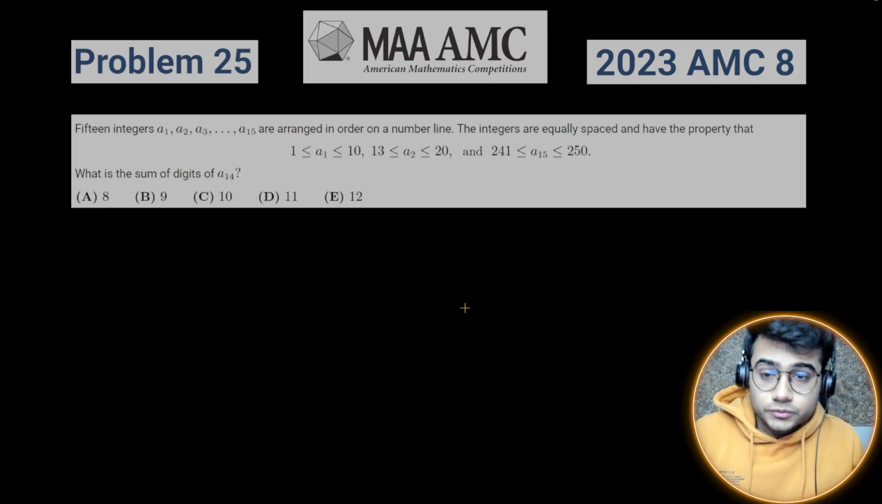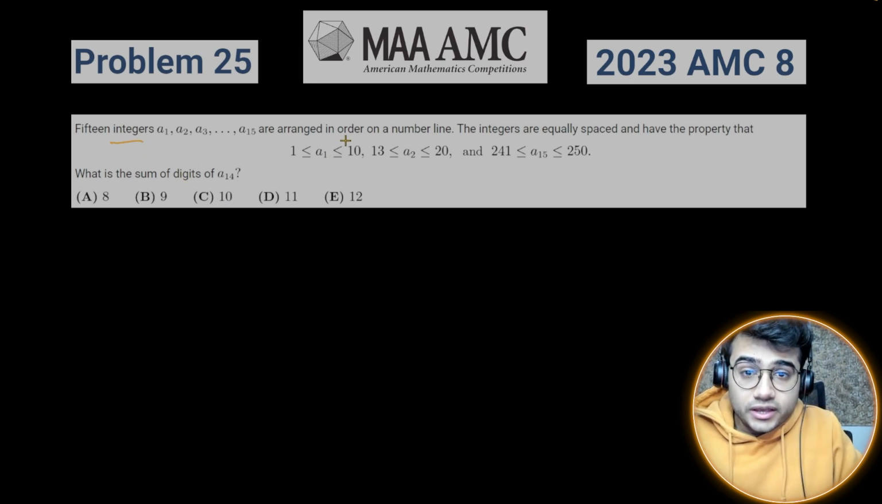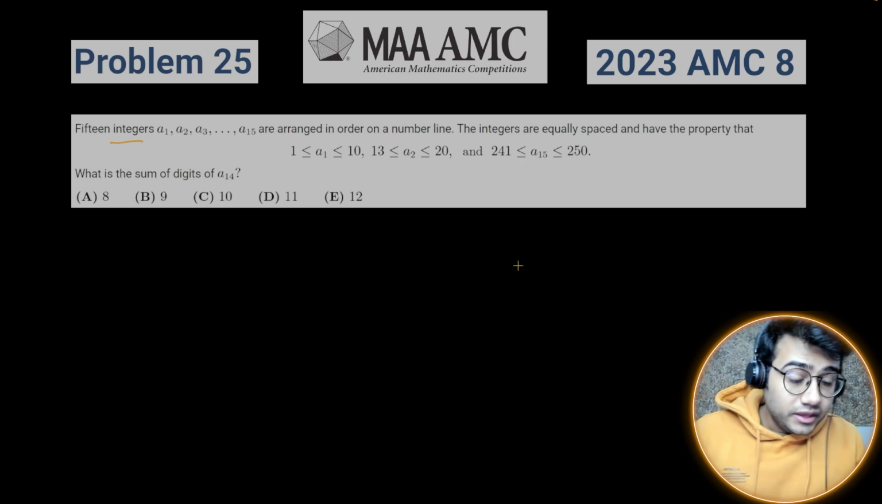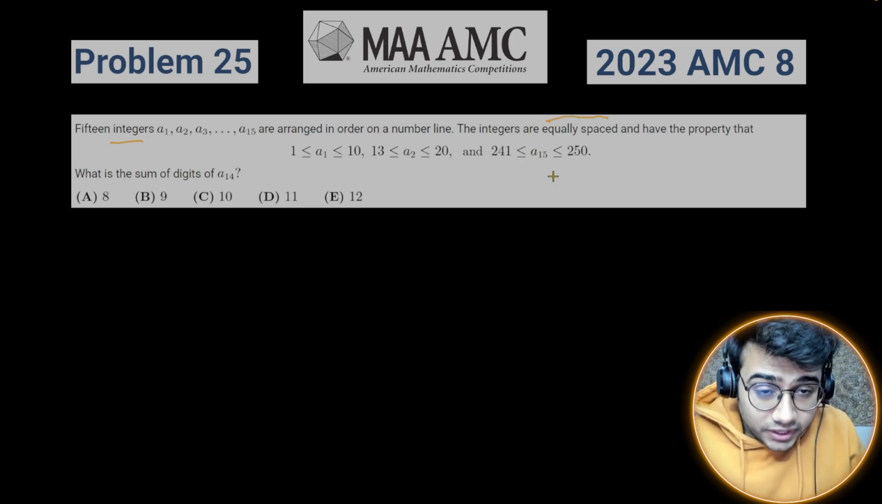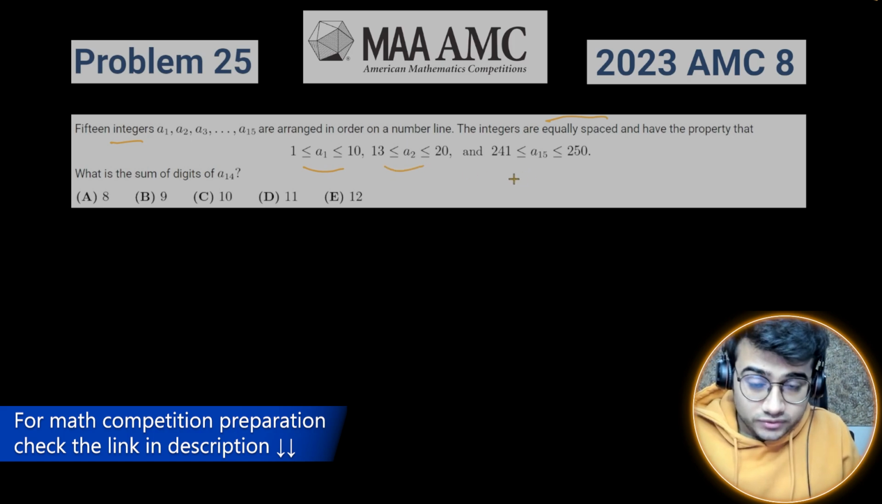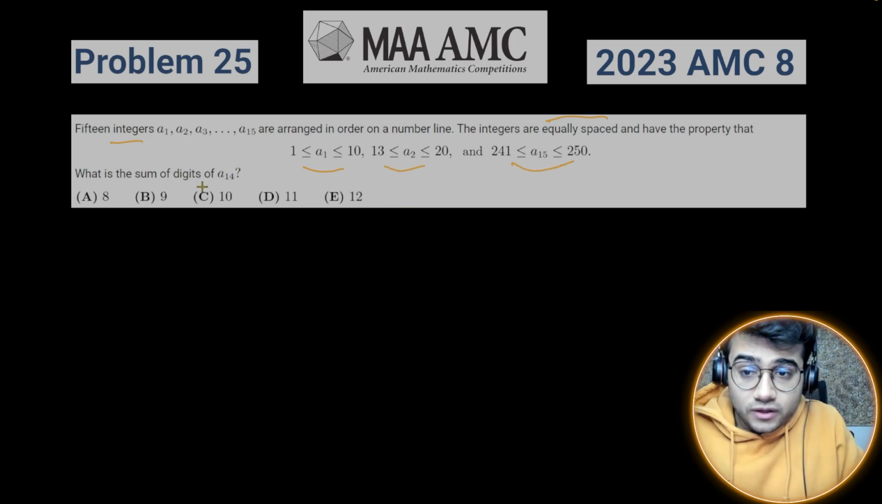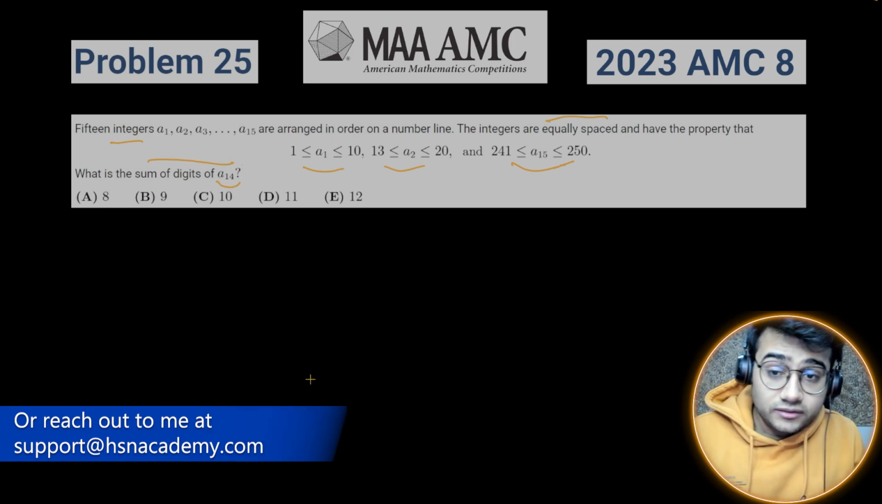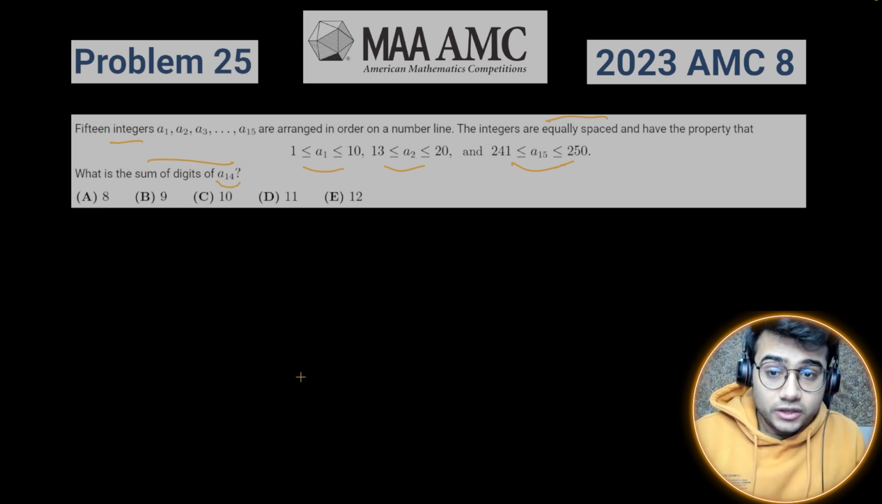Okay, so in this problem we have 15 integers, and they are arranged in order on a number line, and they are equally spaced, and they have the property that a1 is in that range, a2 is in that range, and a15 is in that range, and so on. So they want us to find the sum of digits of a14, for which we will have to figure out what a14 is, and for that we'll first of all have to figure out what the sequence is.